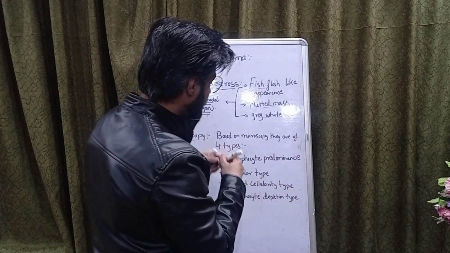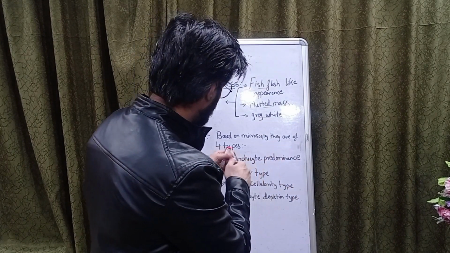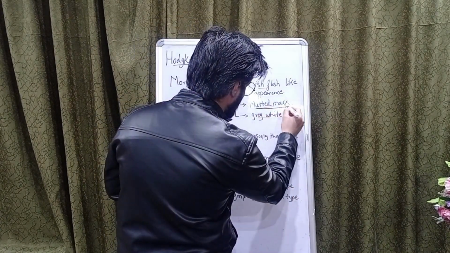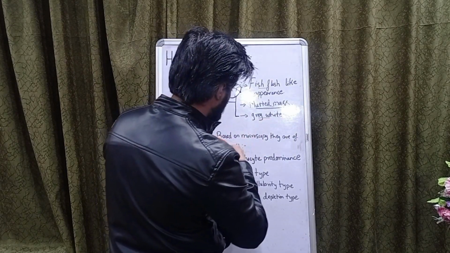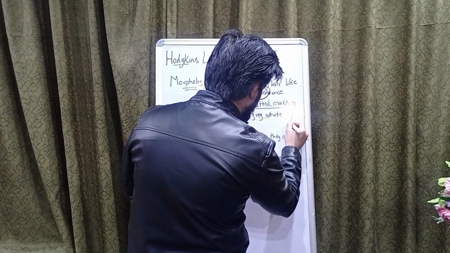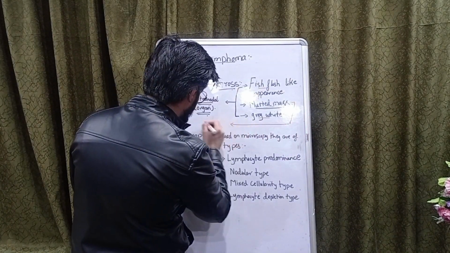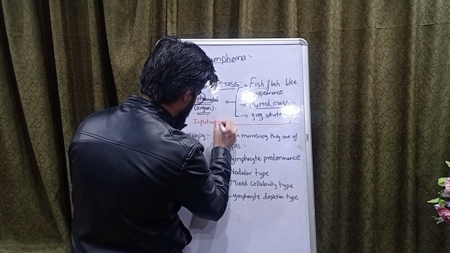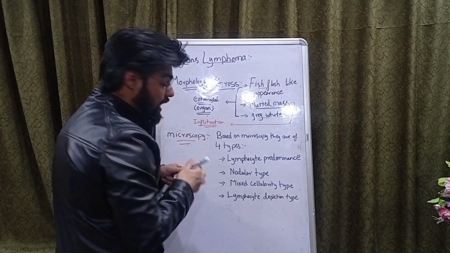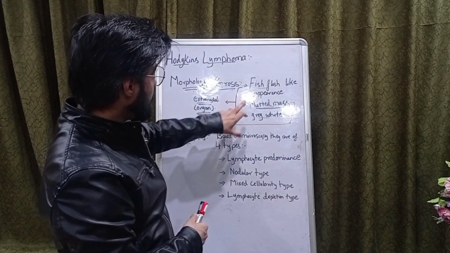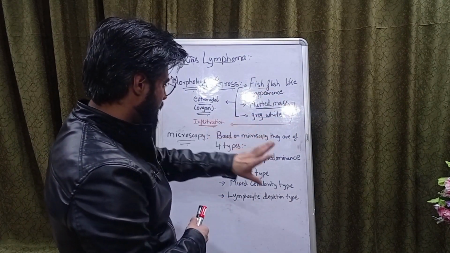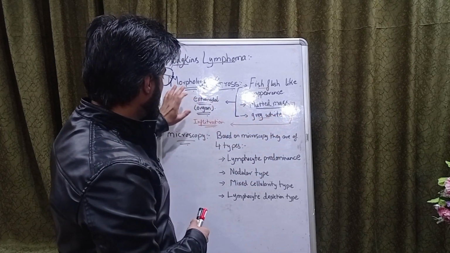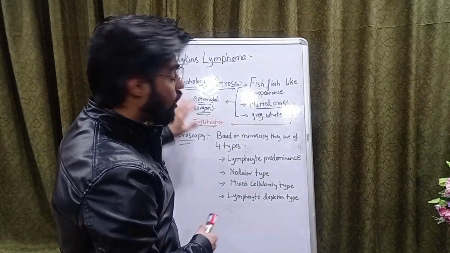The matted mass will be due to infiltration, due to which a large mass will be formed. Fine, guys. So, what will be the morphology? It will be a fish flesh like appearance, a matted mass due to infiltration, and gray white, of which one? Extranodal lymph node sites and of an organ.